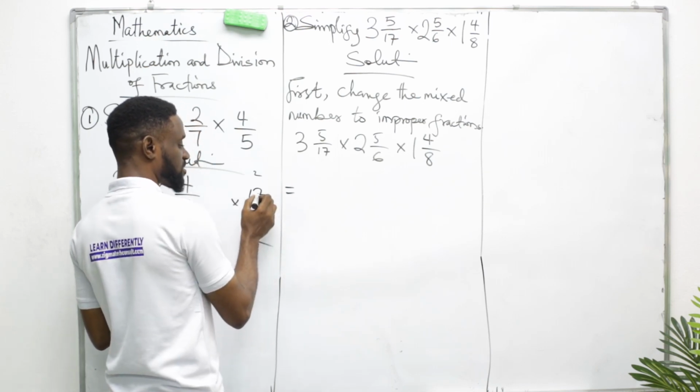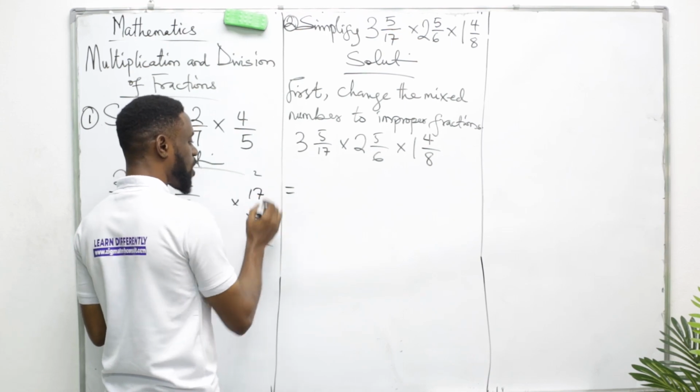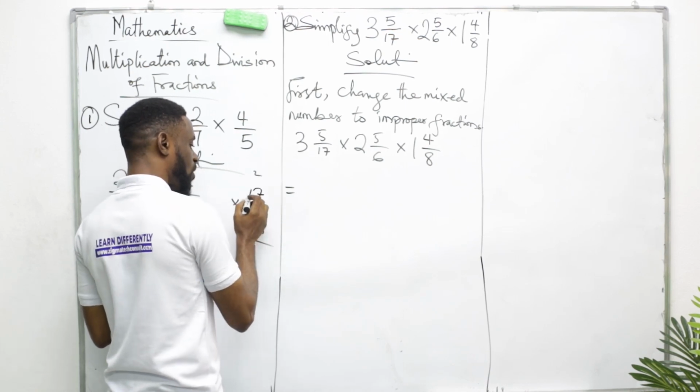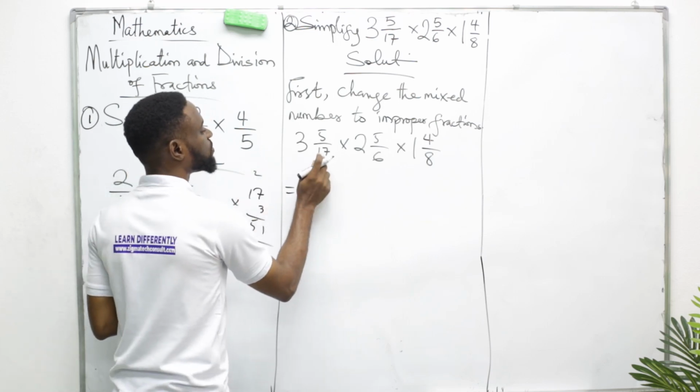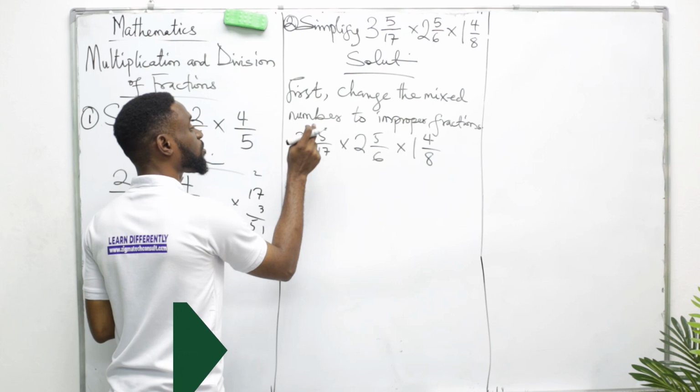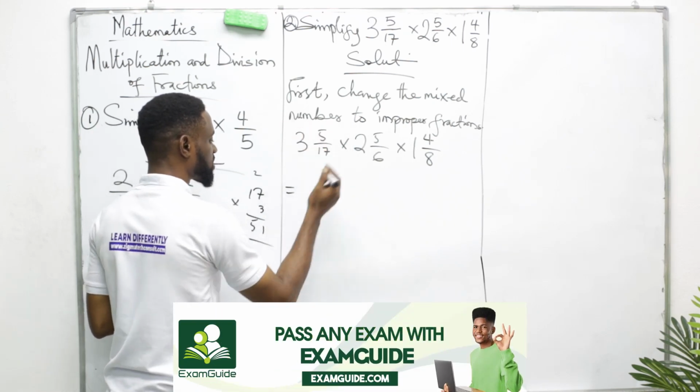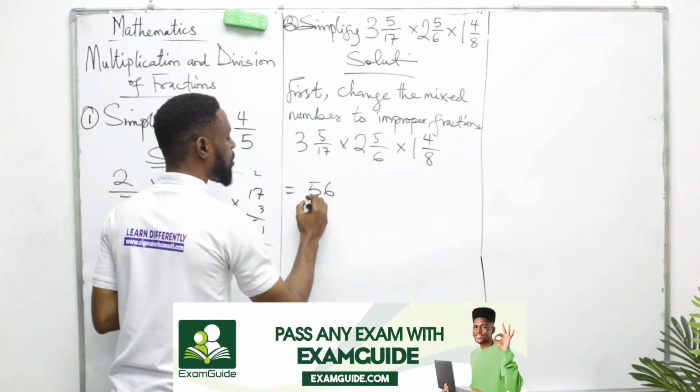3 times 7 is 21. Write down 1. We took 2 here. 3 times 1 is 3. 3 plus 2 is 5. So 51. So this is 51 plus this is 56. So this is 56 all over 17.